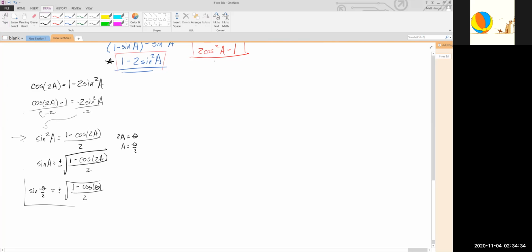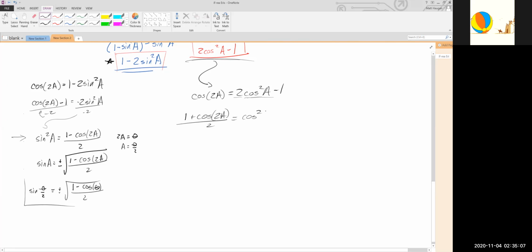If we instead grabbed this version, remember this was our cosine 2a equals 2 cosine squared a minus 1. That was one of our other versions of a double angle formula for cosine. If we solve this for cosine a, we'll get another half angle formula. So again, we're going to add the 1 plus cosine 2a, and divide by 2.